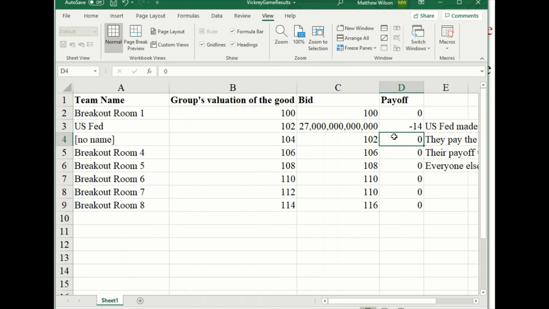So as you can see here, the risk of overbidding, of paying something that's above your value, is that if some other group has a high bid as well, you end up paying a high amount. So in this case, Breakout Room A was bidding 116, which was well above US Fed's value, but US Fed had to pay that higher amount, and that made them worse off. So there is a risk to overbidding, even if you're only paying the second highest bid.